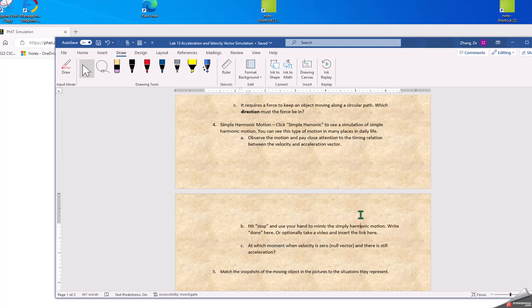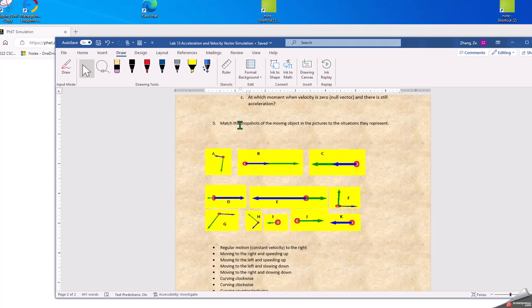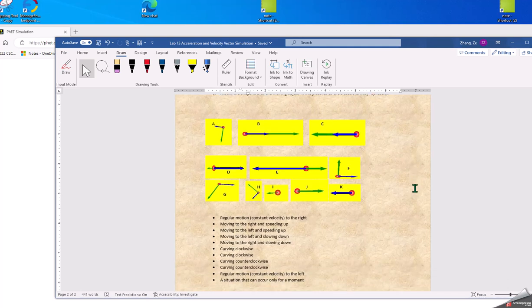All right, now that you have this experience, look at the snapshots and match the snapshot of the object moving to the situation it describes. You're matching A, B, C, D, E, F, G, H, I, J, K, so you have about 10 situations. That's what I made as snapshots. Just play this game. This is actually one of the questions in the final exam for the lab.